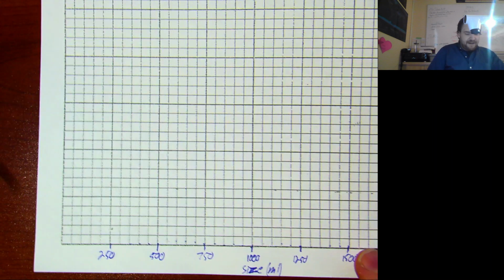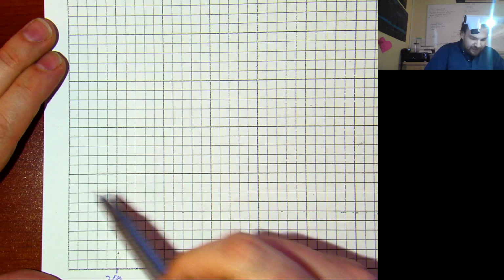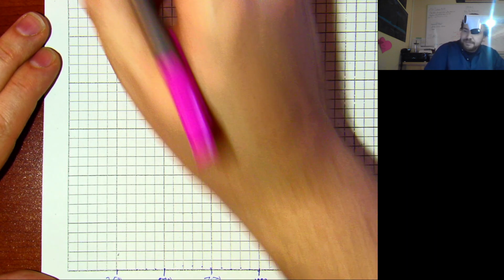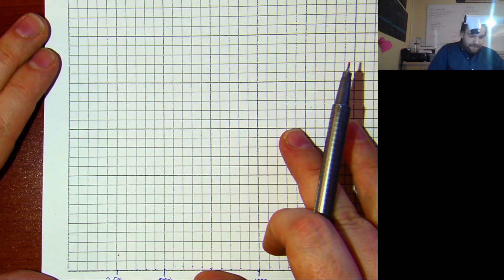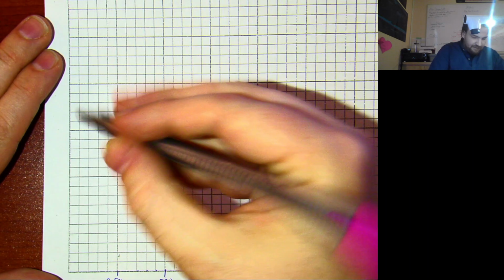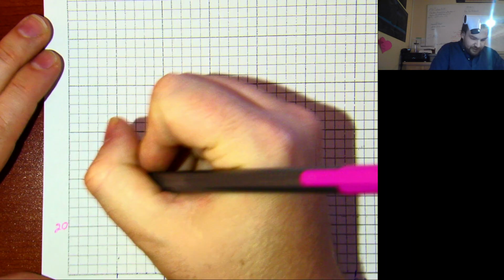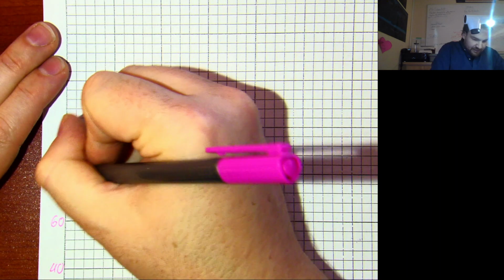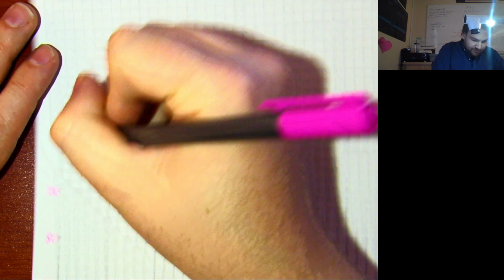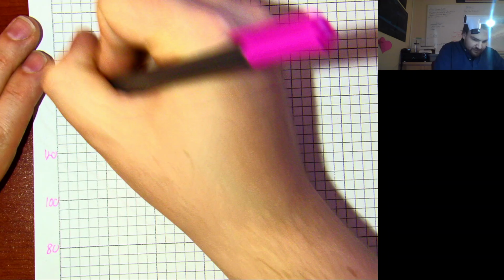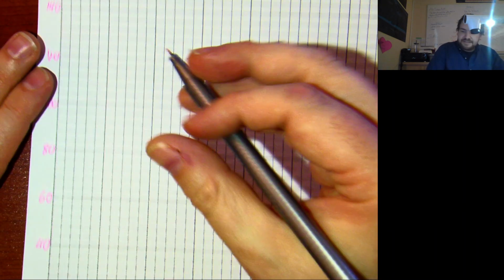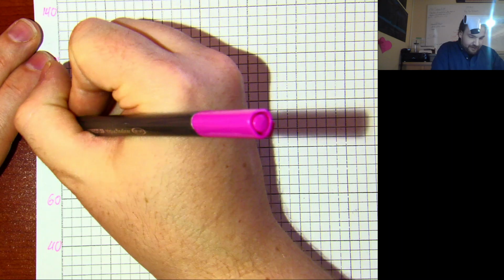Maybe every 5 is 10 cents. Can I do that? 10, 20, 30, 40, 50, 60, 70, 80, 90, $1? No, it's not going to be enough. Every 5 is 20 cents. Okay, 20, 40, 60, 80, $1, $1.20, $1.40. Okay, cool. So this is money, money, money.